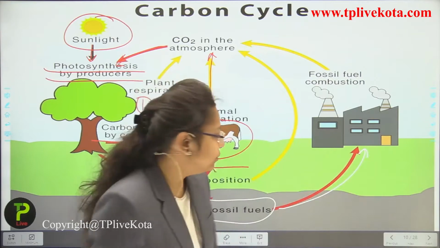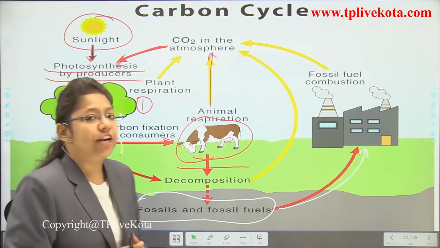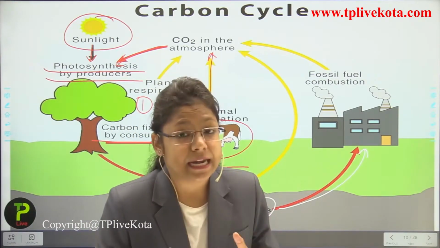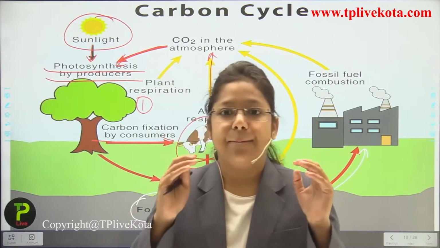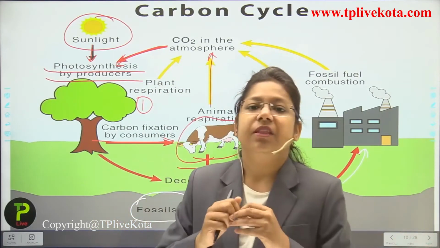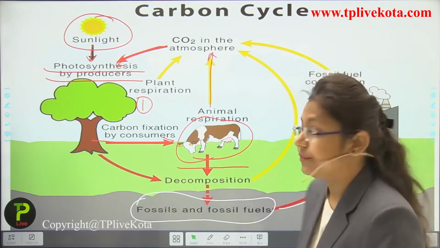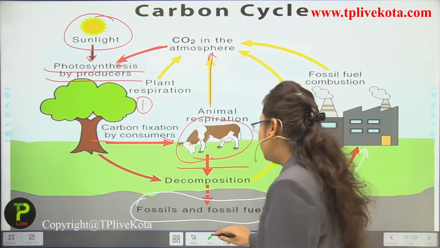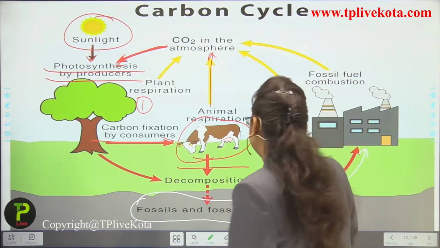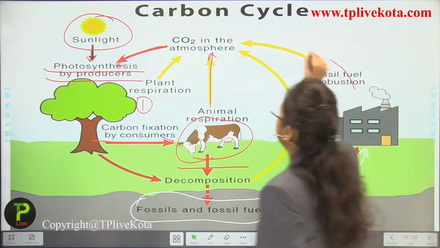Okay, now from this fossil fuel, the factories are running. Now when a fossil fuel combusts, what will happen? The carbon dioxide is released out into the atmosphere again. So this is how the carbon dioxide is released into the atmosphere again.